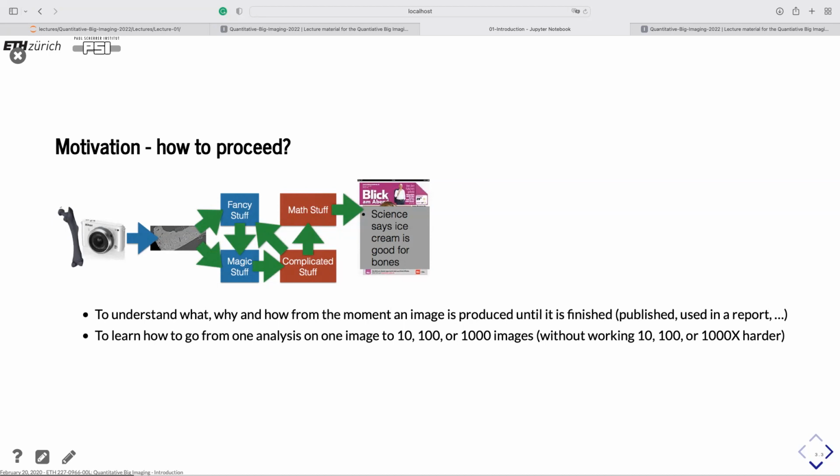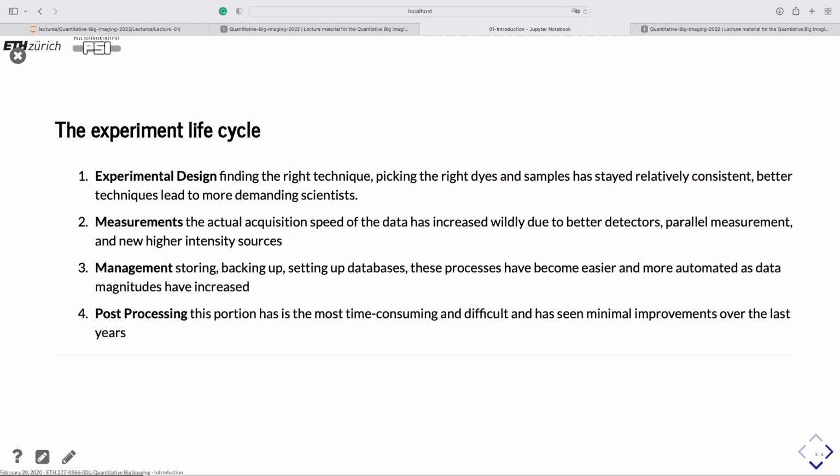And the question is how to do this for one image. Then it's pretty easy. Just click around a little bit and yay, you got some results. But what happens if you have 10 images, 100, 1,000? Who knows? You may get the result, but the question is how you can do it efficiently and work with it in a good way.